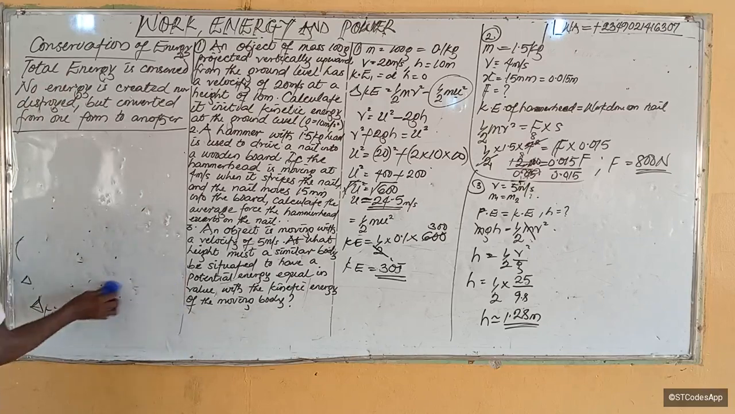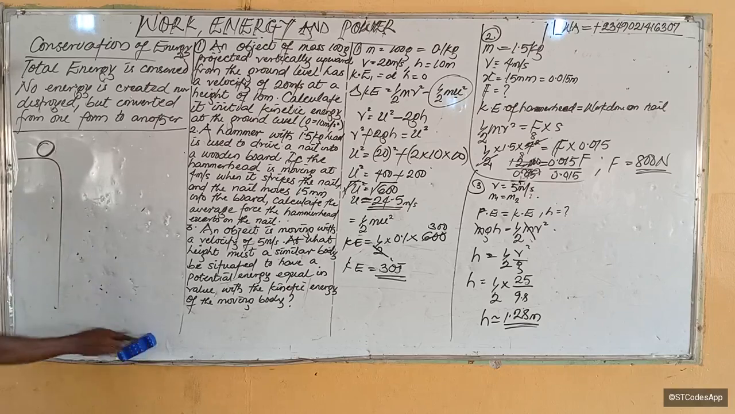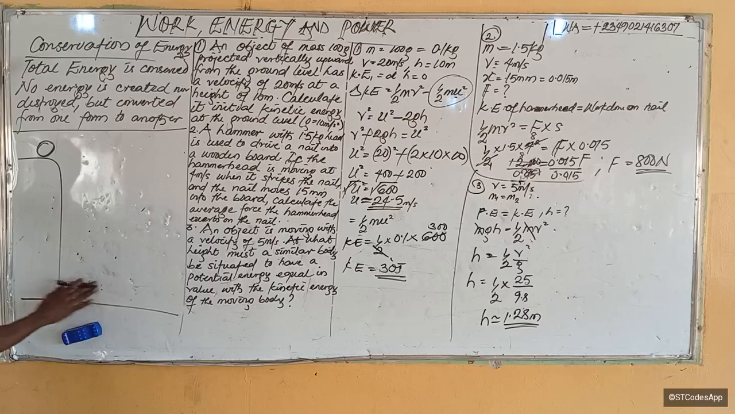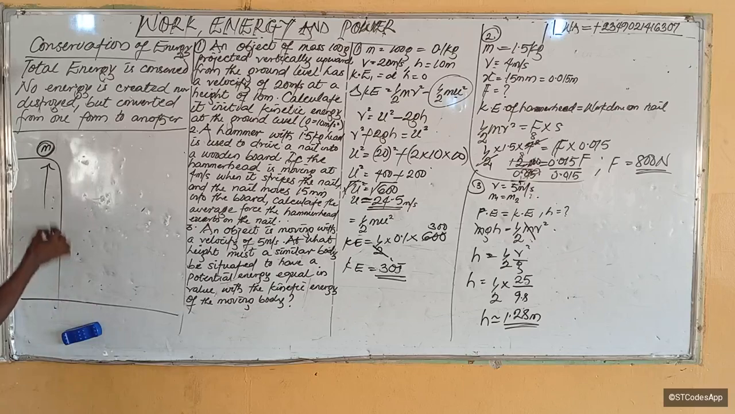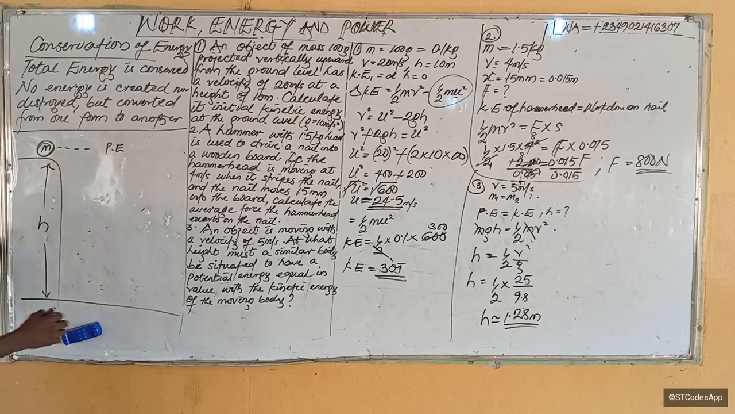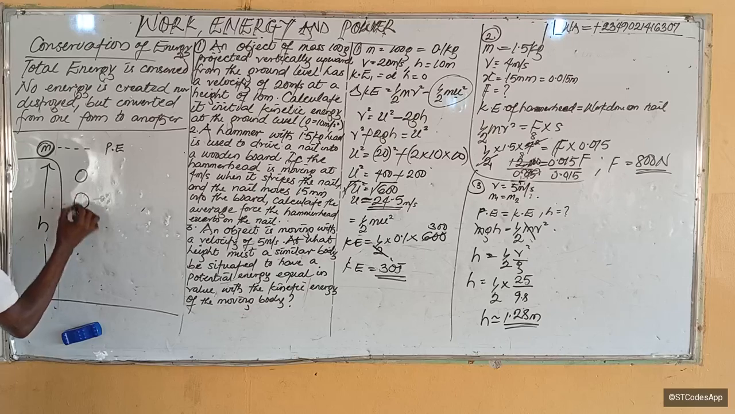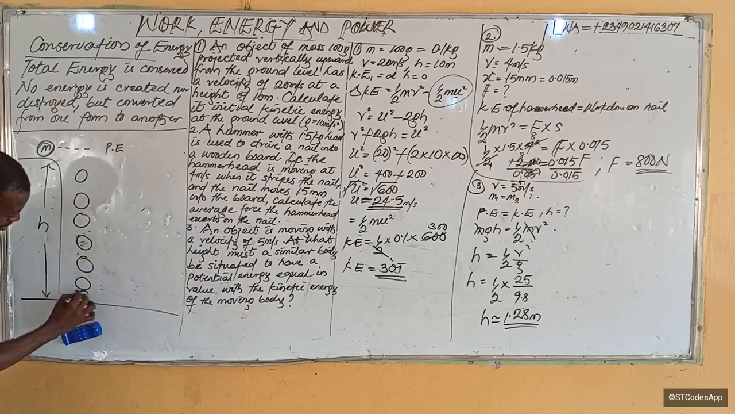Let me quickly show you an analogy. If I have a body like this, there's a body on this hill, there's a cliff, for example, and this is the horizontal ground. The height of this cliff is h. This body has mass m. So at this point, this body has only potential energy. Okay? Now if this body rolls off to the ground, rolls up to the ground.